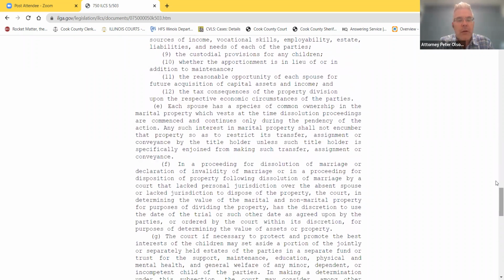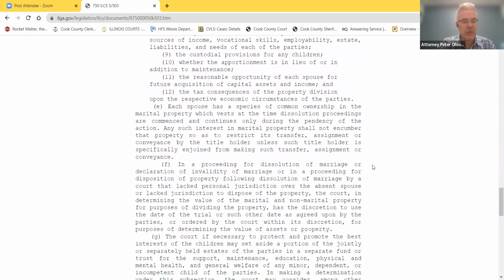I would also point out here, it talks about whether the apportionment of property is in lieu or in addition to maintenance. That's a big point. And here's what I see happen in a lot of cases. If somebody's getting a lot of spousal support, right? Spousal support and maintenance is the idea that you're getting paid every month from, let's just say, your ex-husband. And that's a big stream of income in a lot of cases, and it might last for a long time. Sometimes that's a permanent income stream.